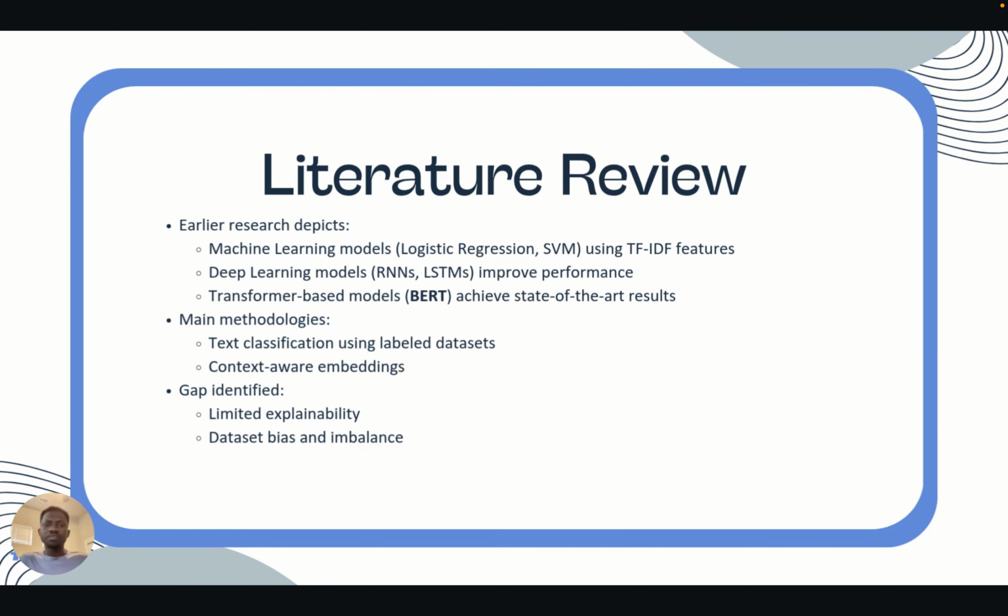Starting with our literature review, we started by reviewing existing research on political bias in text. Earlier approaches mainly relied on traditional machine learning models like logistic regression and SVM using such features as TF-IDF. The methods worked reasonably well, but they treat text as a collection of words and ignore deeper context.